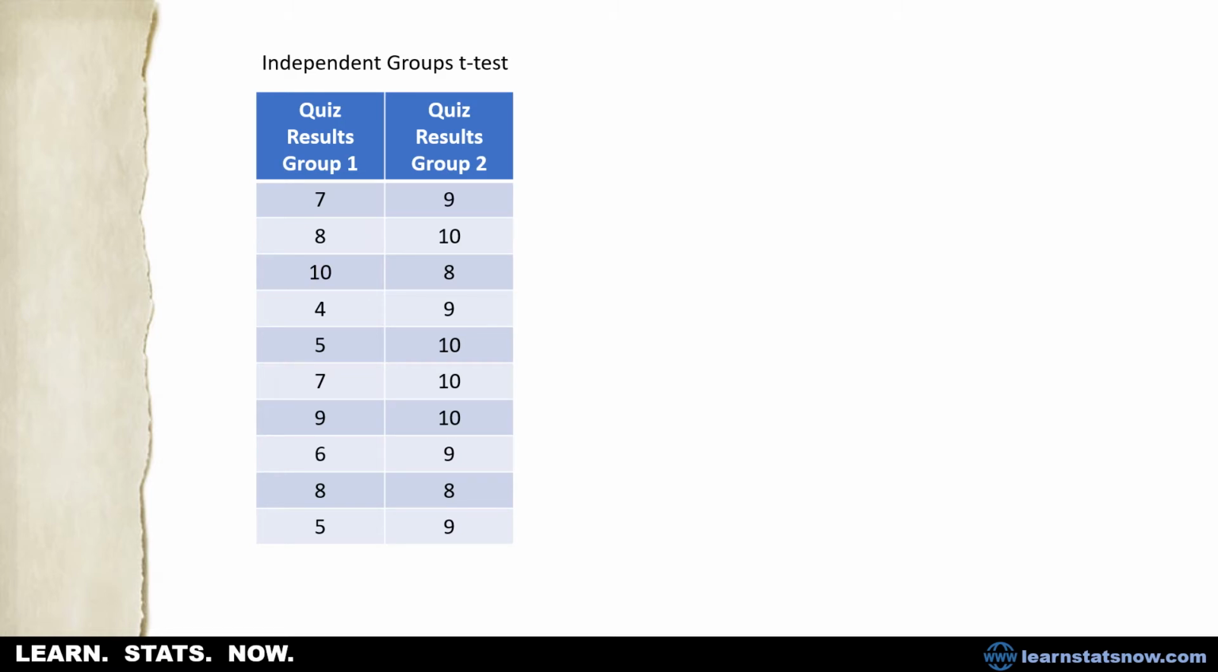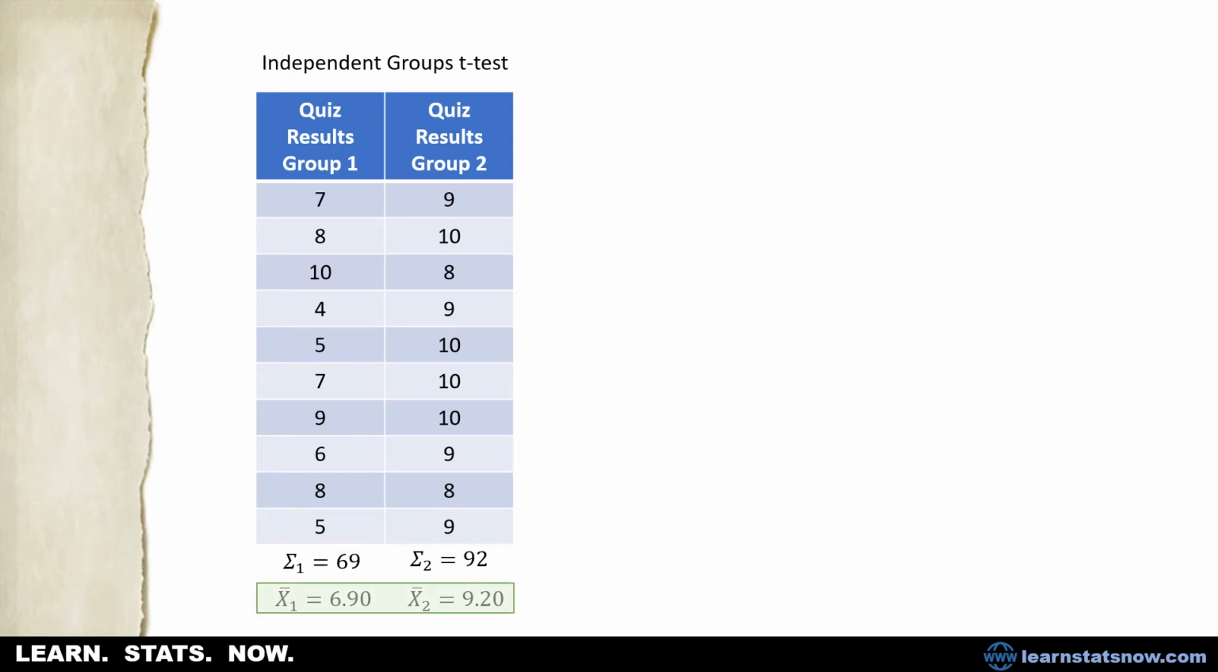Now, every cell here, every value that you see is going to represent an individual and unique participant. So in this case, the n is 10 for group 1 and the n is 10 for group 2. Now, obviously, we would then sum the scores for each group and then compute the mean. Now, when we do the independent groups t-test, the means for each of the groups are then compared to see if there is a statistically significant difference between the two groups.